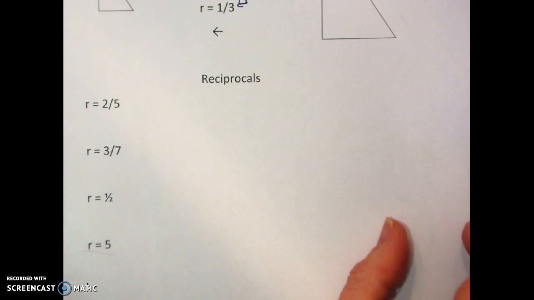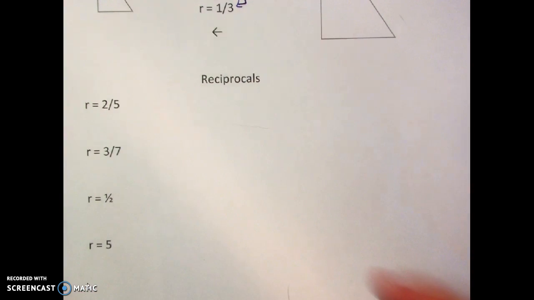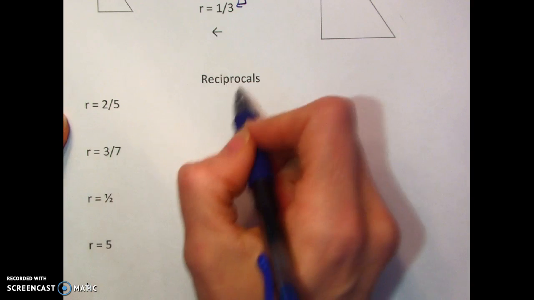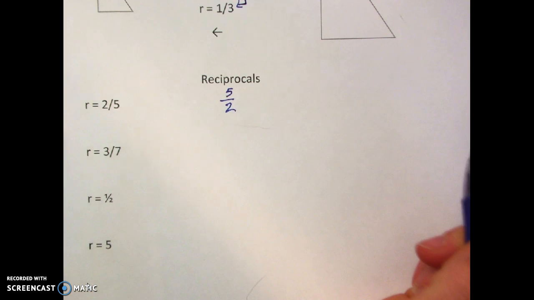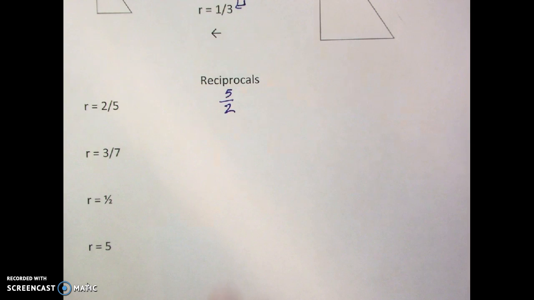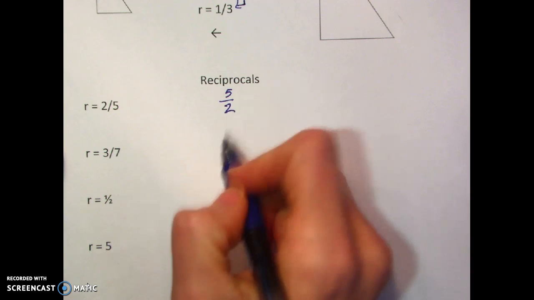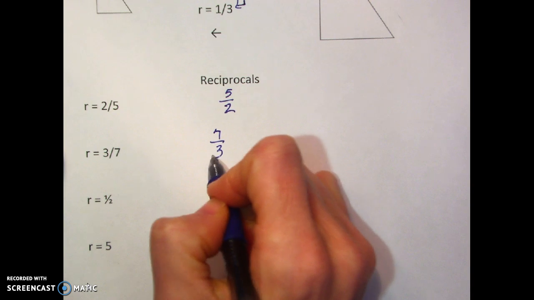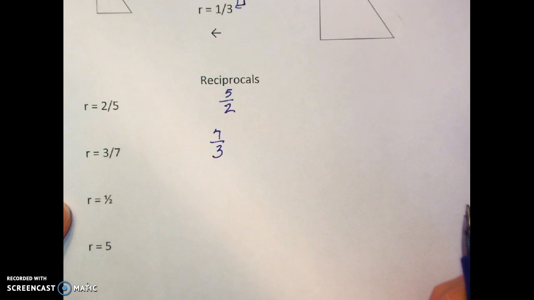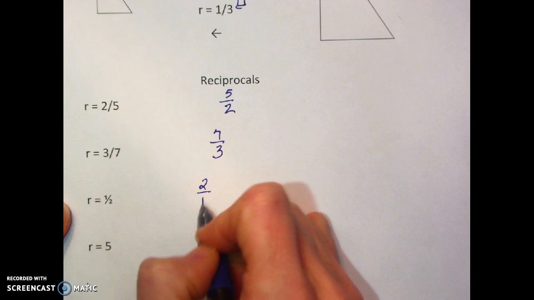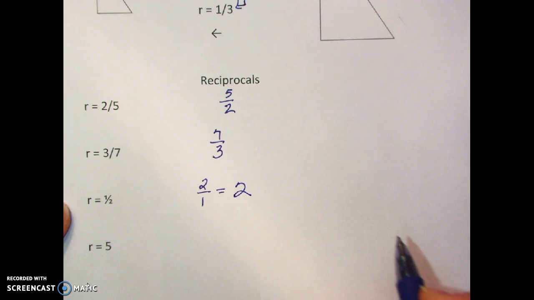So what is the reciprocal of 2/5? Flip it upside down, 5/2. What is the reciprocal of 3/7? Flip it upside down, it would be 7/3. What's the reciprocal of 1/2? Right, it would be 2/1, which is really just 2.